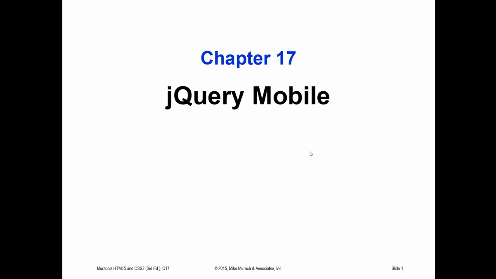We're up to Chapter 17 of 19, and in this chapter, we'll learn another approach to providing web pages for mobile devices. Back in Chapter 8, we talked about media queries and responsive web design. And in this chapter, we'll talk about the jQuery library called jQuery Mobile.